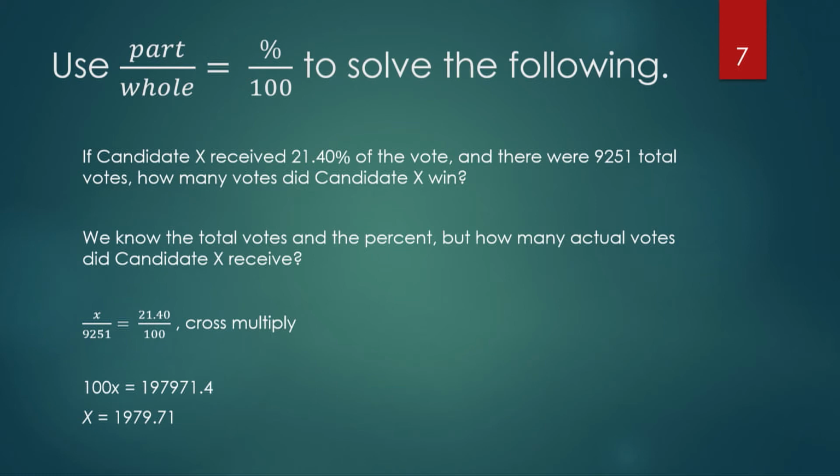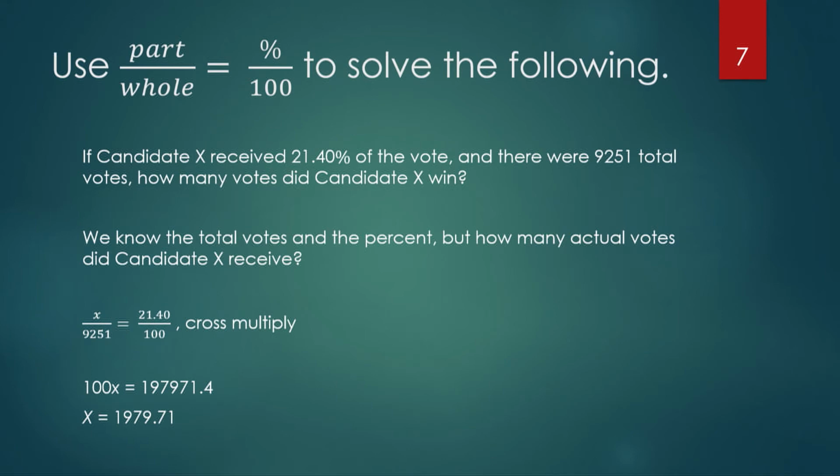So when you cross multiply, you get 100x, and then you get that big number, 197971.4. And then remember, to get the x by itself, you're going to divide both sides by the same thing. So we're going to divide both sides by 100.